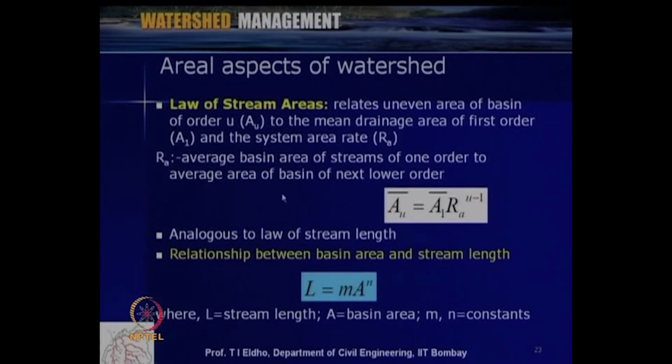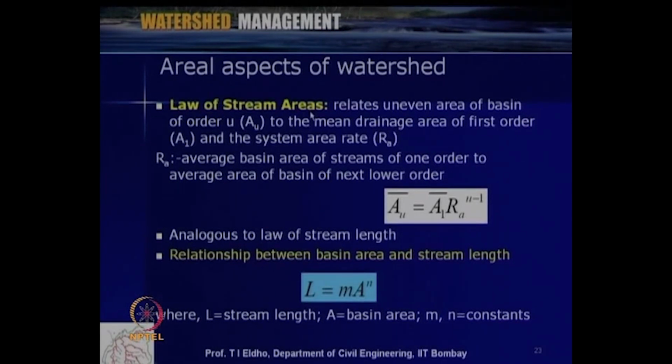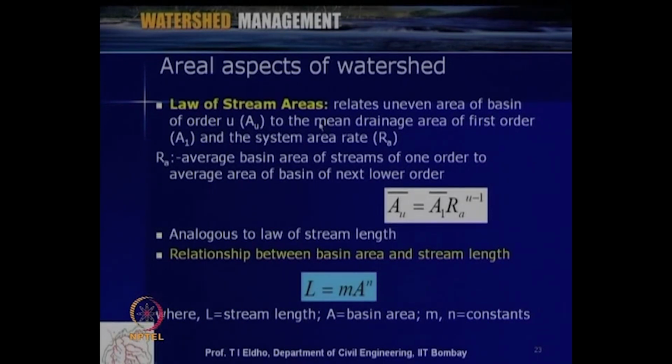Then very similar to the linear aspects, aerial aspects also have a law of stream areas. That relates the mean area of basin of order u to the mean drainage area of first order A1 and the stream area ratio RA. So, Au bar is equal to A1 bar into RA to the power u minus 1, where RA is the average basin area of streams of one order to the average area of basin of the next lower order. So, this is analogous to the law of stream length as we have seen in the previous slides.